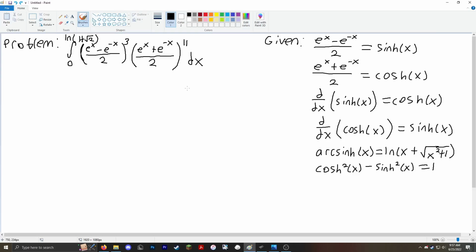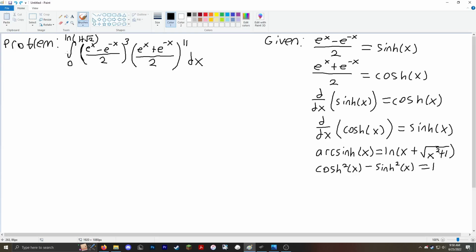Now, sinh is hyperbolic sine, and cosh is hyperbolic cosine. I'm not entirely sure what those are, but from what I know, they're pretty much sine and cosine, except they're a little different. You can see over here, the derivative of sinh is cosh, which is normal. But this is different: the derivative of cosh is sinh, whereas with normal sine and cosine, the derivative of cosine would be negative sine. So I guess that's a little nice. And then down here, you also have this identity that's going to be important eventually.